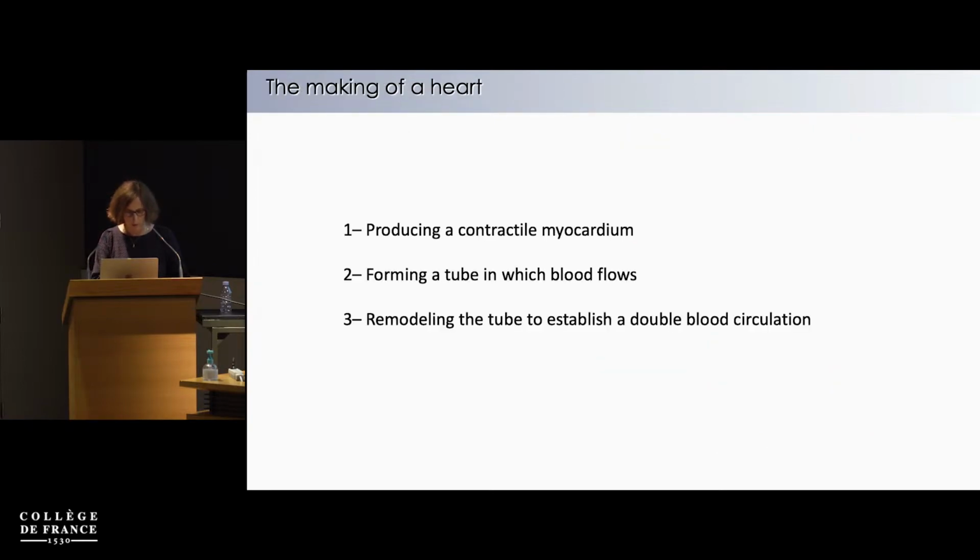What I want to tell you today is insights of what is necessary to make a heart to sustain these different functions. I will divide my presentation into three parts. How we can produce a contractile myocardium, how we can form a tube in which the blood will flow, and how the tube needs to be remodeled to establish a double blood circulation.